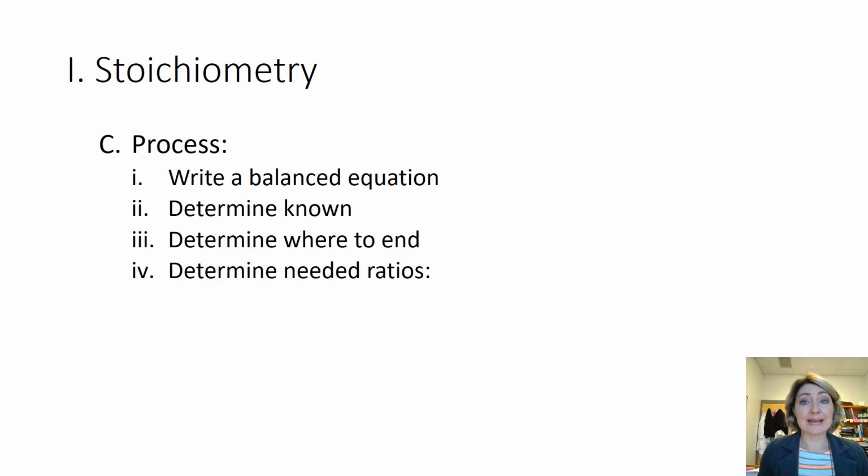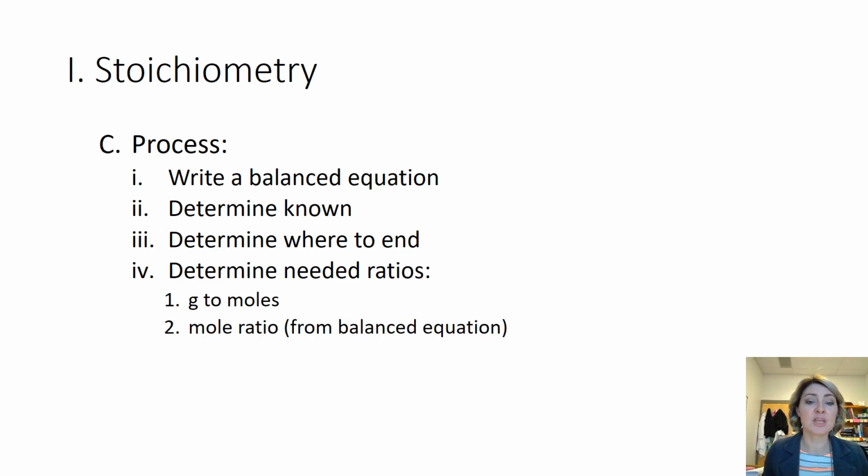Finally, when you know where to end and you know what you're starting with, you're going to be able to determine what ratios you need to get there. You may need gram to mole ratios or conversion factors. As you remember, a mole ratio is in the unit moles. So if you're given a known that's grams, you're going to have to first convert that to moles using the molar mass before you can look at a mole ratio to change substances. Generally speaking, grams to moles will be your first conversion.